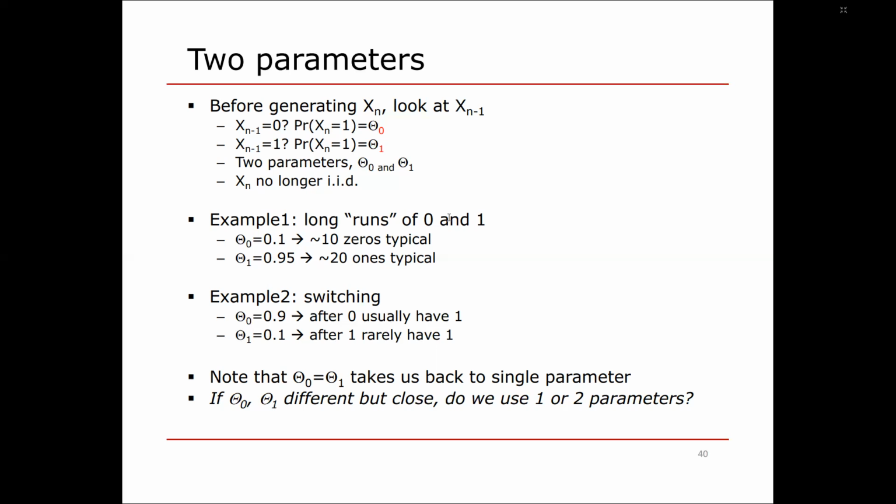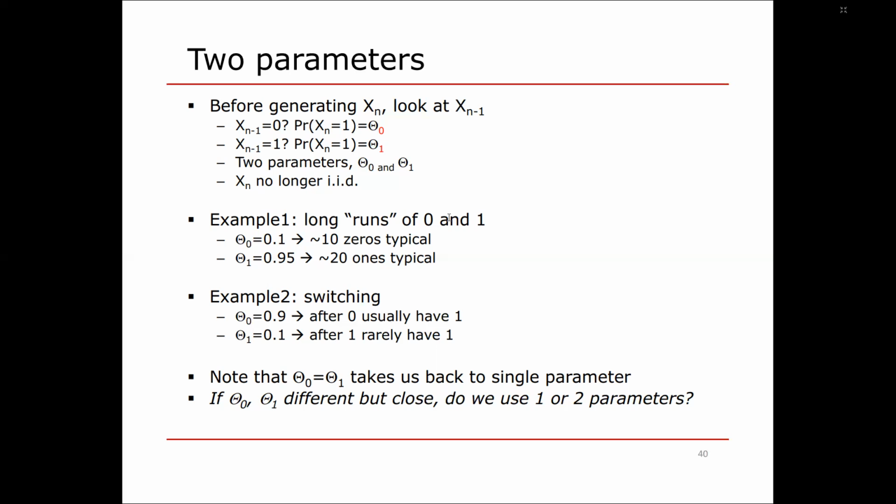The second example will have the opposite types of theta parameters. By having theta 0 large, close to 1, and theta 1 close to 0, we'll be switching all the time. So theta 0 will be 0.9. After we have a 0, we have a high probability, 0.9, of switching to 1. Theta 1 will be 0.1. After having a 1, we have a probability of 0.9 of flipping back to 0. So we flip most of the time from 0 to 1 to 0 to 1 and so on. Occasionally we have 2 zeros or 2 ones in a row. Infrequently we have more than 2.